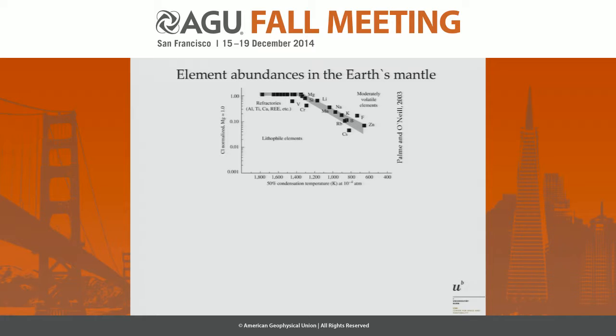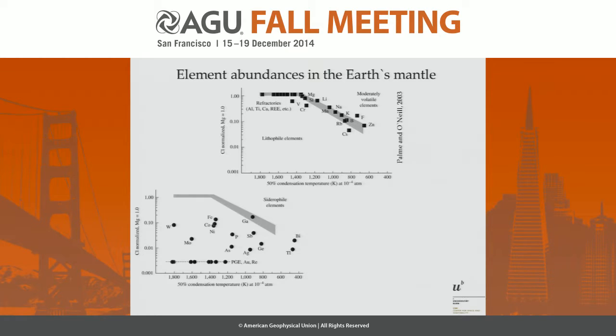And you can see that elements with a condensation temperature below 1,300 degrees are depleted in the Earth's mantle because of their volatile character. If we now look at the siderophile elements, we can see that they are depleted in the Earth's mantle just because a large fraction of them is partitioned into the Earth's core.